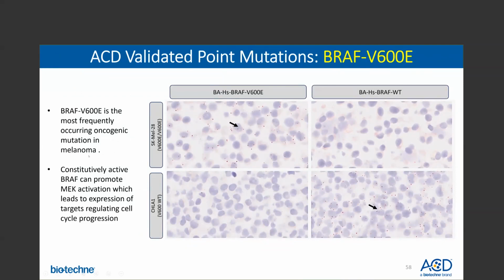So when we use the mutant BRAF probe and compare it to the wild type BRAF probe, you can see that positive signal is only observed in the SKMEL cell line, which has the point mutation. And there is no signal observed in the BRAF wild type cell line. Again, highlighting the specificity of our BaseScope probes in detecting point mutations. And as I mentioned, we have validated several different probes using our technology. So if you're interested in a specific point mutation, do reach out to us.